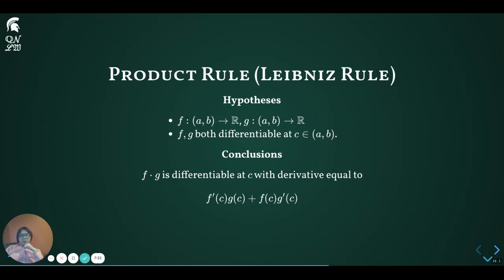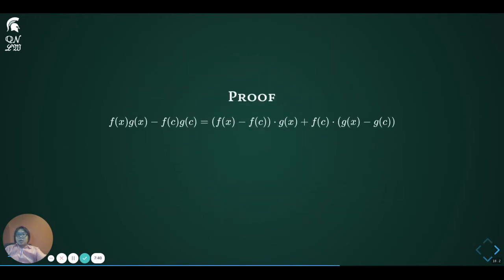Again, this result should be familiar to all of you. The emphasis here is on the proof using the properties of limits. To start with, we use a very useful formula for decomposing the differences of products. When given f of x times g of x minus f of c times g of c, we can rewrite this using the add something and subtract something trick.